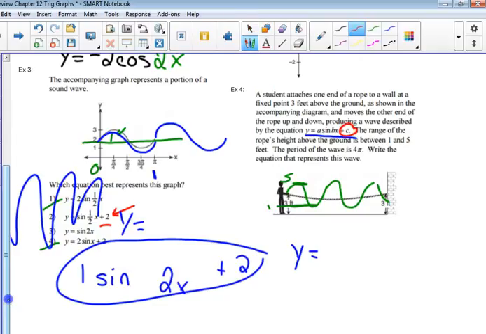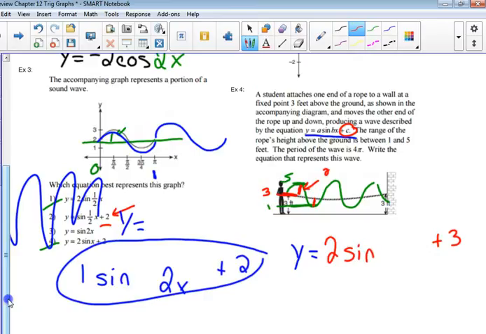Would it be 4 or something? Because it's 1 to 5. Well, okay, so imagine you're shifted up 3. So here's 3. You went up to 5 and down to 1. What's the difference in there? I don't know. 2. Good. Right? 5 minus 3? That'd be 2. So this is going to be a 2 sine.